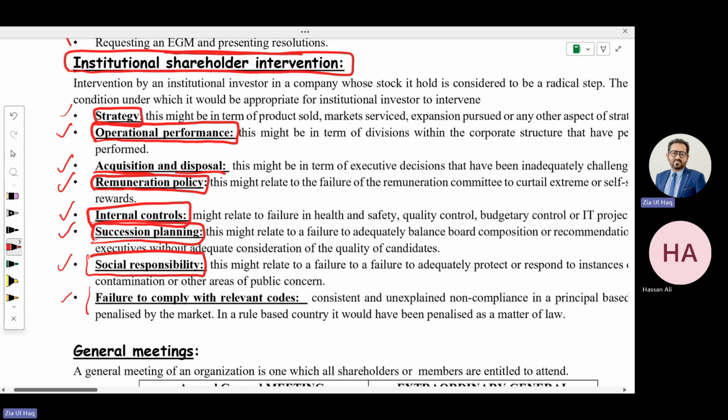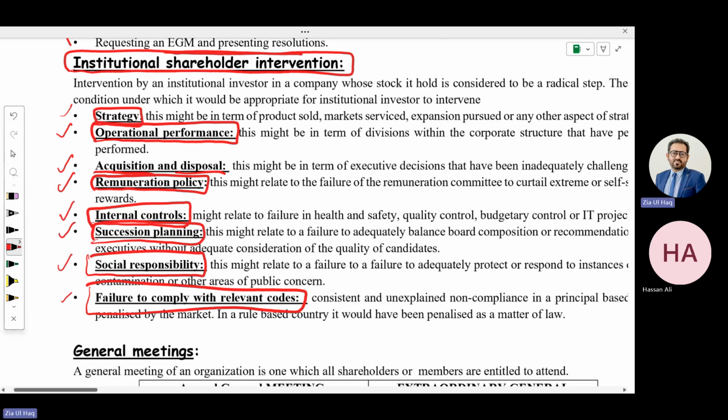Institutional investors intervene in a failure to comply with relevant codes, like if companies are not complying with corporate governance codes, or with law and regulation, they will intervene. Because if you are not following laws and codes, ultimately your distribution will be cancelled. This will also affect your reputation in the industry.